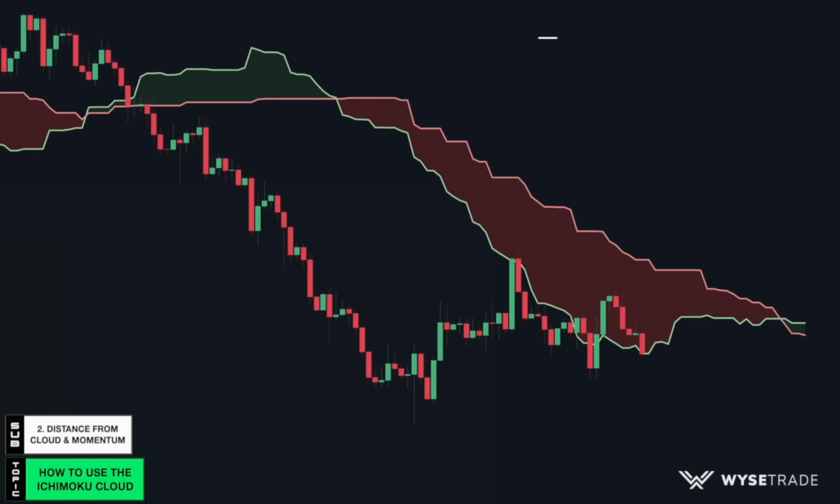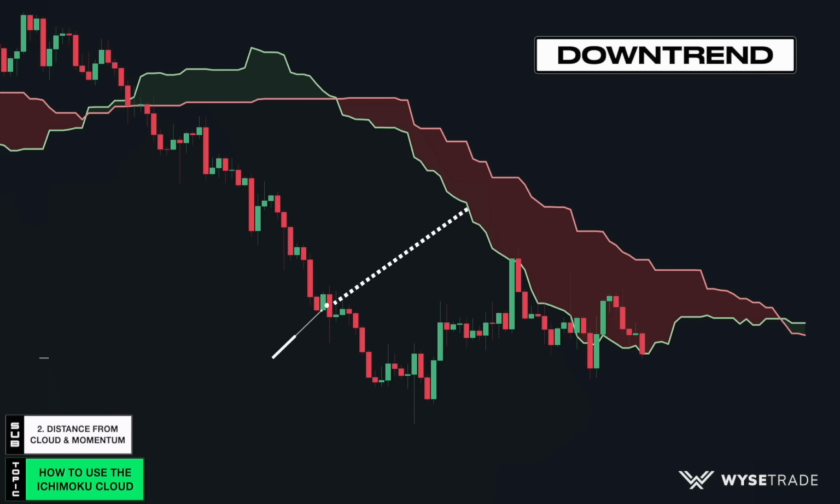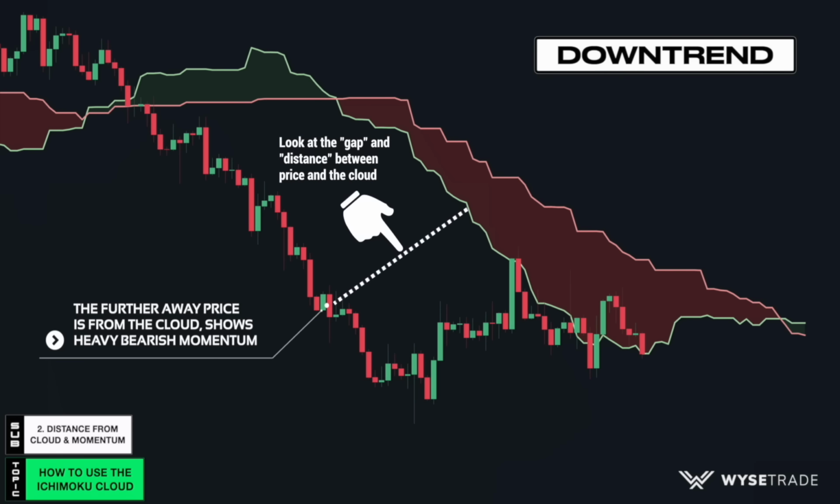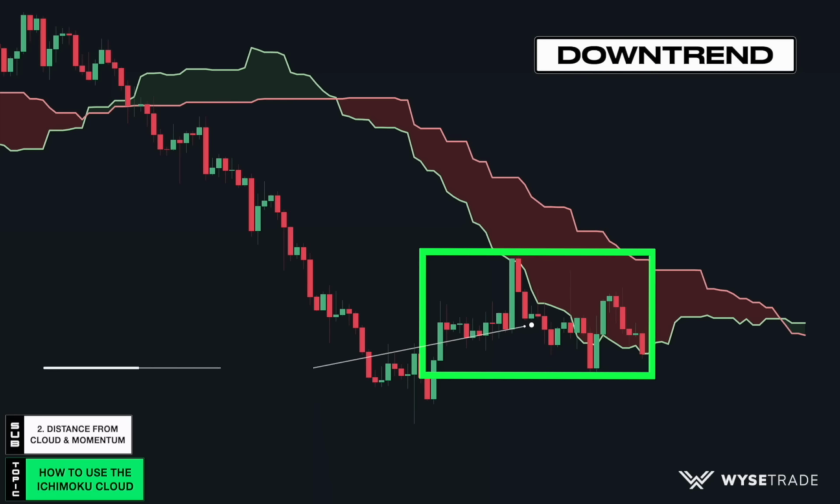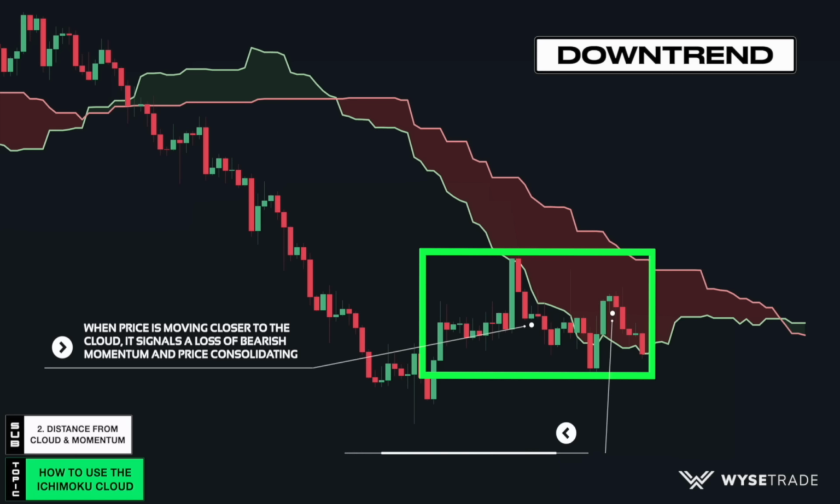Now, in a downtrend, the same thing. Price being further away from the cloud like this shows heavy bearish momentum. In contrast, when you see price moving closer to the cloud like this, or chopping around inside of the cloud, it signals a loss of bearish momentum and price consolidating.